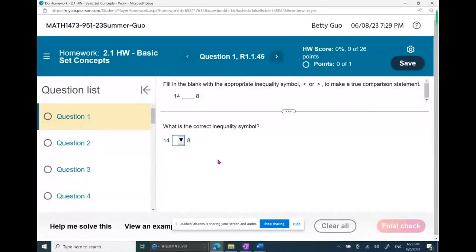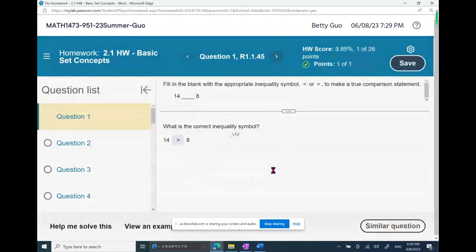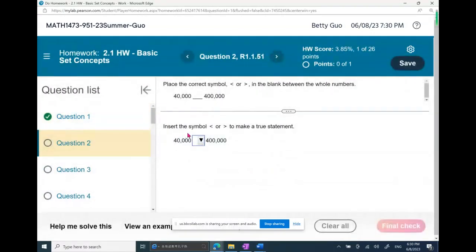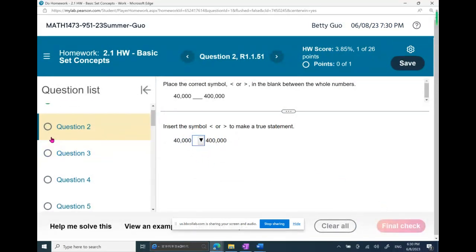Right. What's the correct inequality symbol? Let's quickly get it done. You guys know this. Insert symbol. I think you can do those yourself. Yeah, let's save time. Number 3.